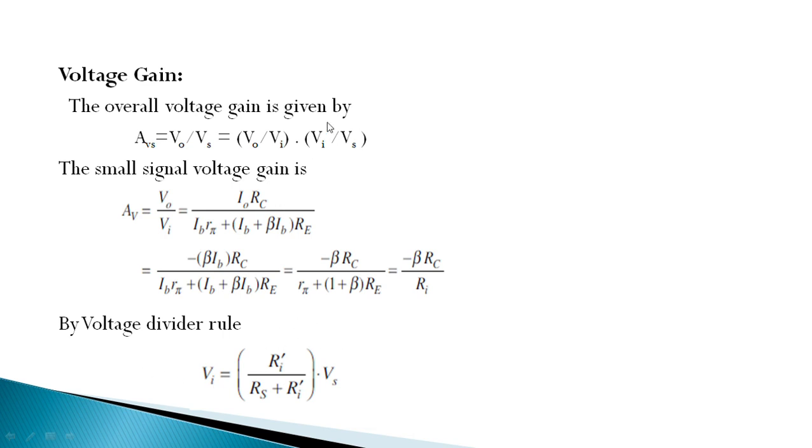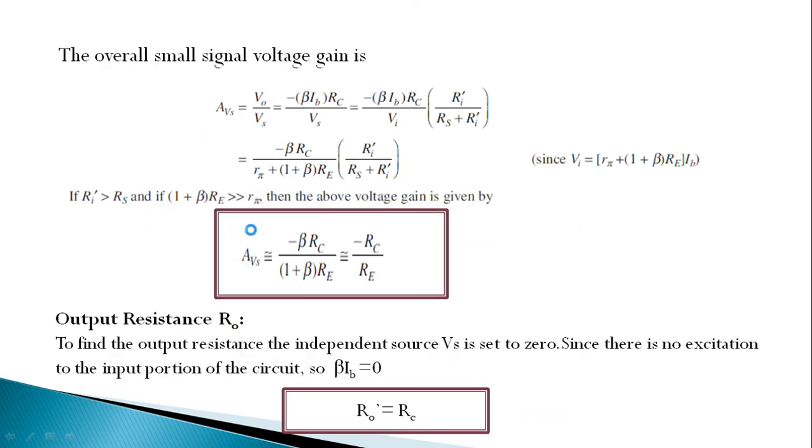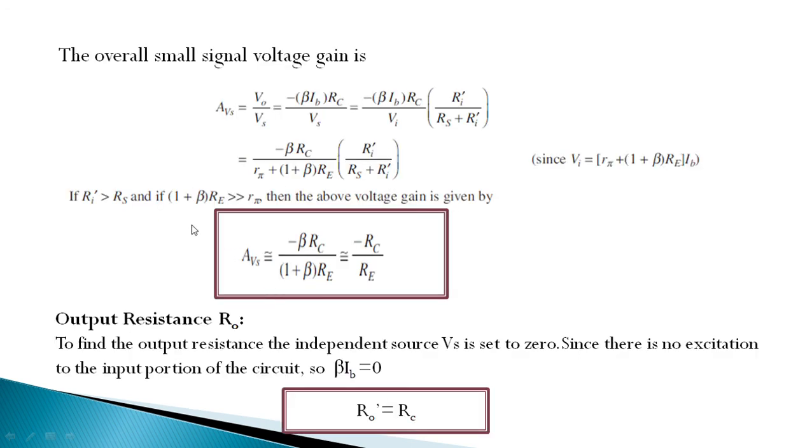And next we want to find what is Vi by Vs. To find Vi by Vs, we are going to apply the voltage divider rule to the input side, where Vi divided by Vs can be written as Vi is nothing but the voltage across this resistor divided by total resistance into the total voltage. So Vi will be equal to Ri dash divided by Ri dash plus Rs into Vs. If you substitute both the equations in the overall voltage gain, we'll get the overall voltage gain of a common emitter amplifier: V naught by Vs will be equal to minus beta Rc divided by R pi plus 1 plus beta into Re, into Ri dash divided by Rs plus Ri dash.